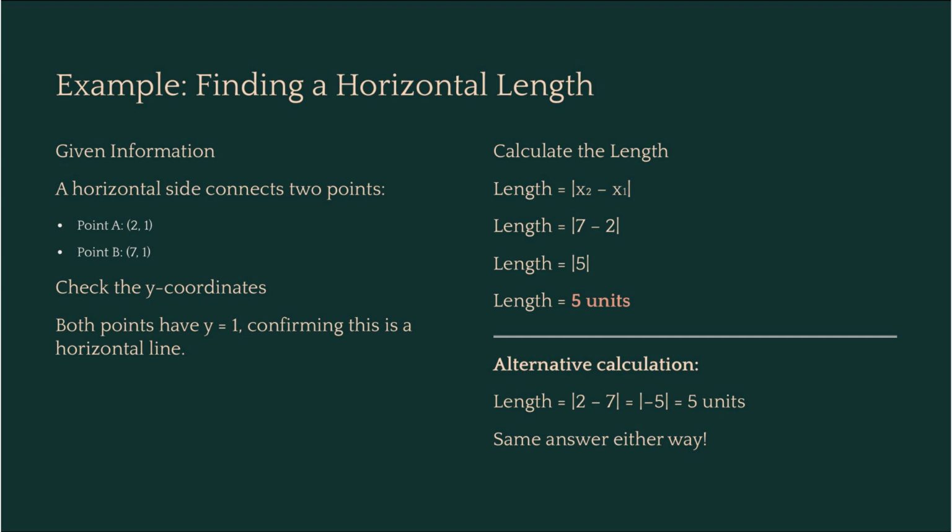If a line segment connects point A (2, 1) and point B (7, 1), notice the y value is 1 for both. It's a horizontal line. The length is the difference in the x values. 7 minus 2 equals 5. Even if you subtract in the other order, 2 minus 7 equals -5, the absolute value is still 5. The line is 5 units long.